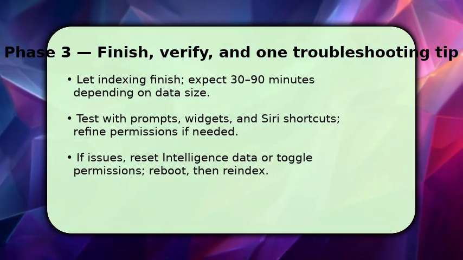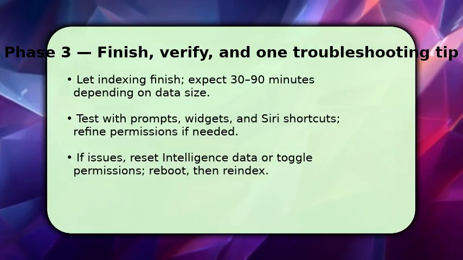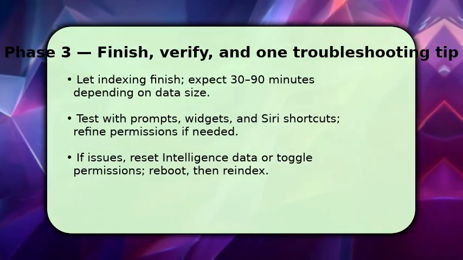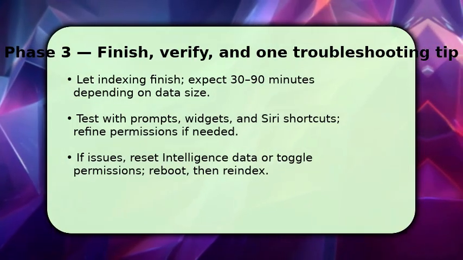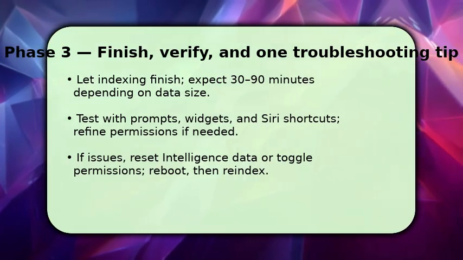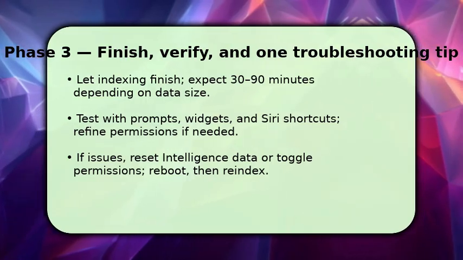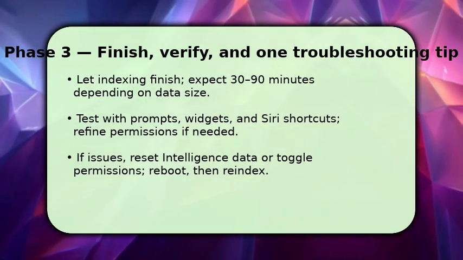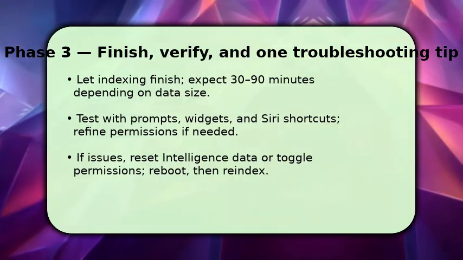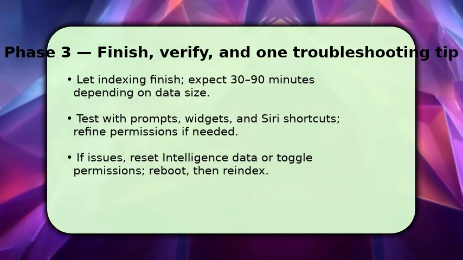You finish by letting the iPhone complete indexing and model optimization. Expect 30 to 90 minutes depending on how much data you have. Test Apple Intelligence with a few prompts, use suggested widgets, and run Siri shortcuts to verify responsiveness. If results feel off, make sure permissions are correct, then refine which apps feed data. When problems persist, reset intelligence data in Settings, toggle personalization off and on, reboot the device, and allow reindexing. This usually resolves stuck syncs or performance hiccups.